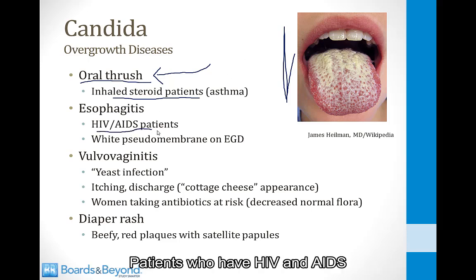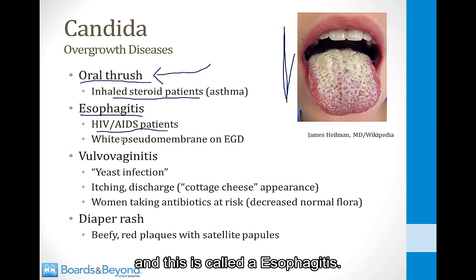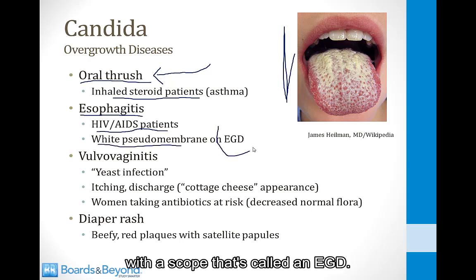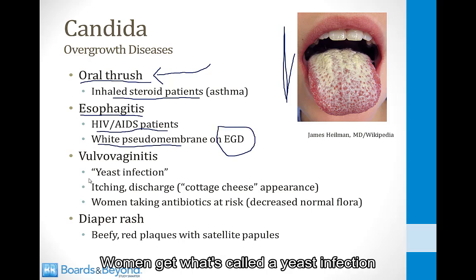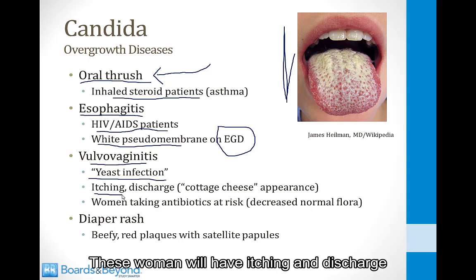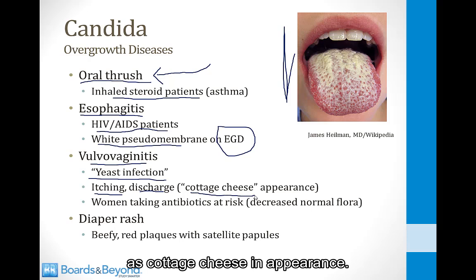Patients who have HIV and AIDS can get Candida overgrowth in their esophagus, and this is called esophagitis. They will have a white pseudomembrane when you take a look in their esophagus with a scope. That's called an EGD. Women get what's called a yeast infection. This is vulvovaginitis caused by Candida overgrowth in the vagina. These women will have itching and discharge, and the discharge is classically described as cottage cheese in appearance.